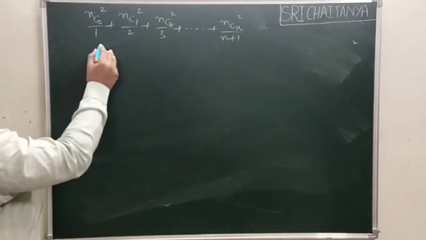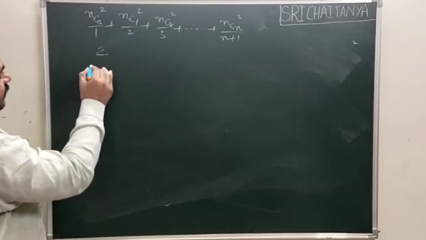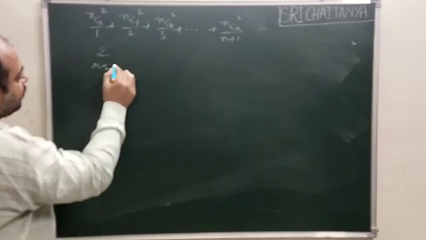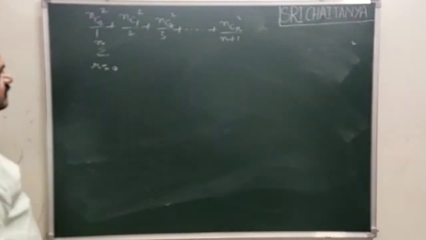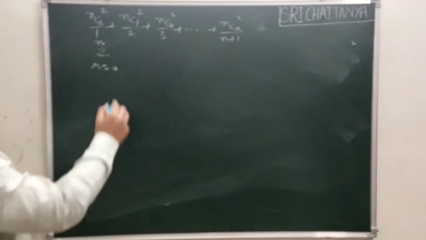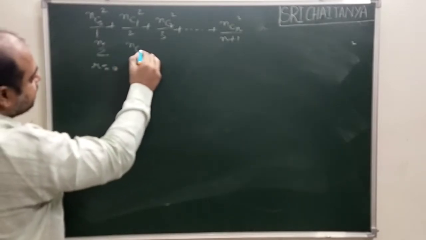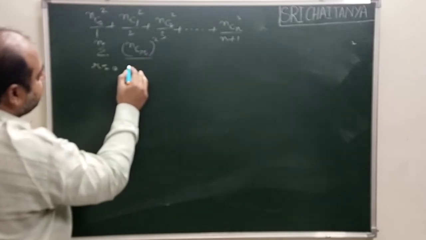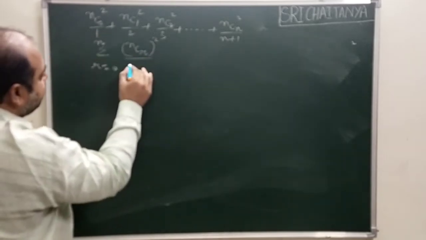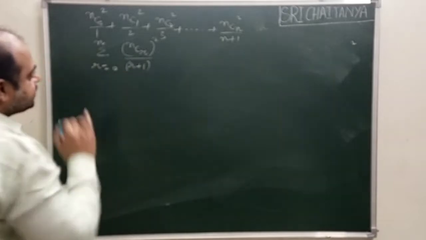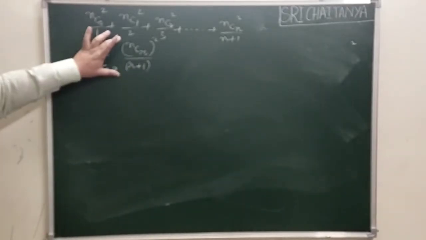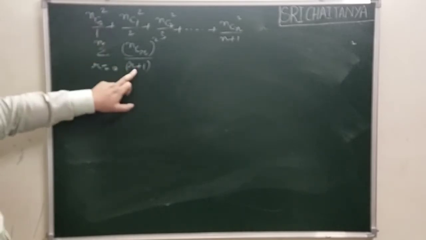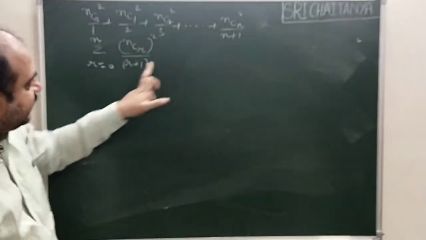So in sigma form you write sigma r equal to 0 to n. The rth term I am going to write: ncr square divided by r plus 1. This is the rth term I have written. Look, r equal to 0 means you will get the first term, r equal to 1 means the second term, like that r equal to n is the nth term.